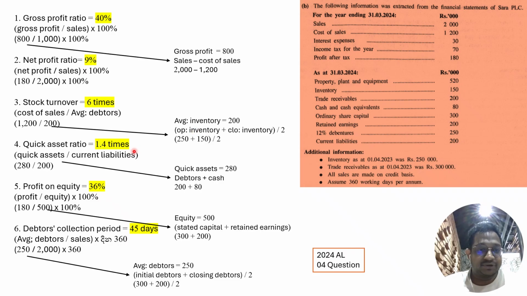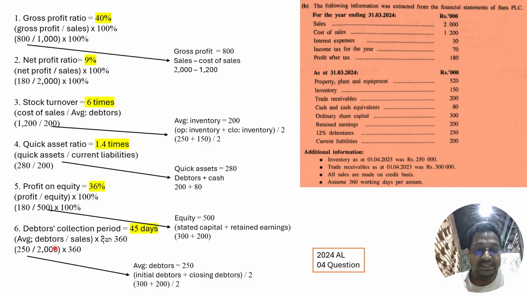And then they're asking the profit on equity, and the equity is not given directly, but the equity is stated capital plus reserves, right? So here the stated capital is given as 300 and the retained earnings is given as 200. So altogether, the total equity is 500 and 180 as a percentage of 500 is 36%.